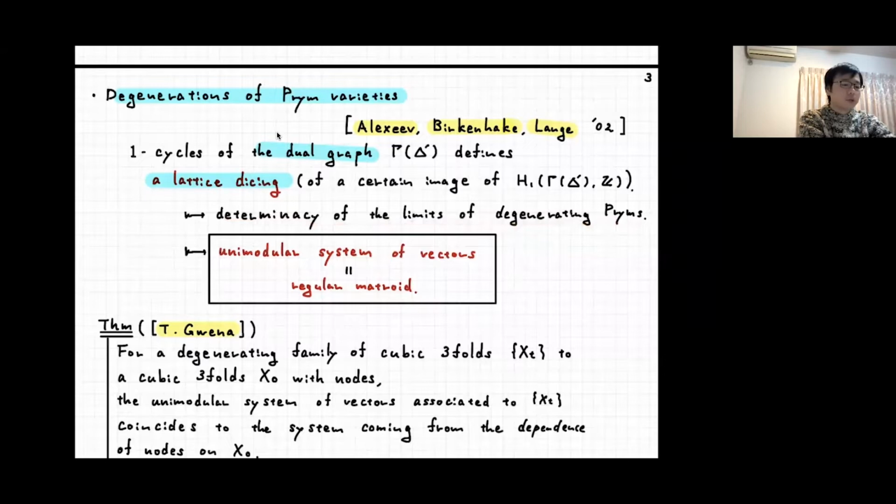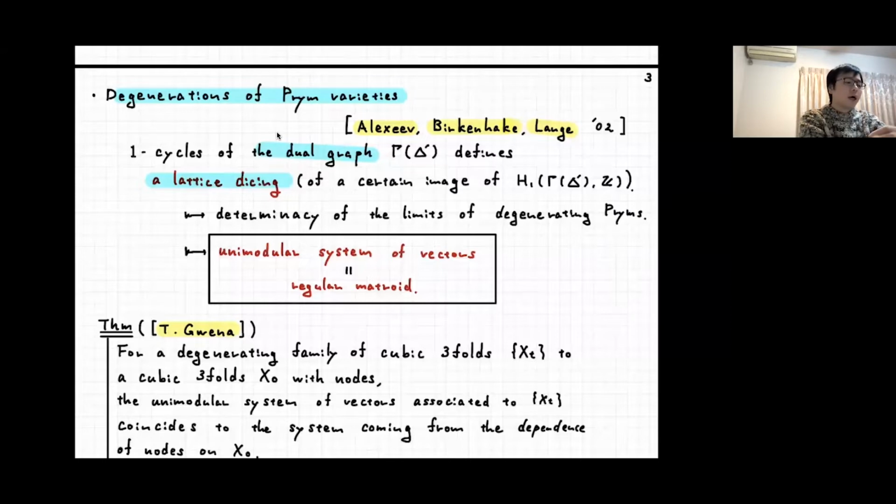It's very interesting because if we start from a random dual graph, random nodal curves, we could not get the unique limits of the degenerating Prym varieties. In some cases, we obtain the unique degenerating Prym variety, which depends just on the choice of the double covering and is independent of the choice of the degenerating families.